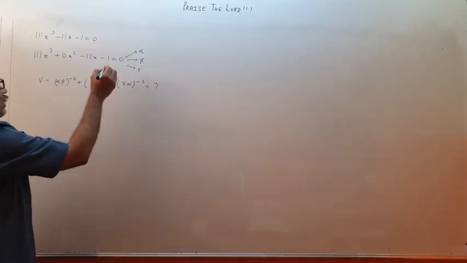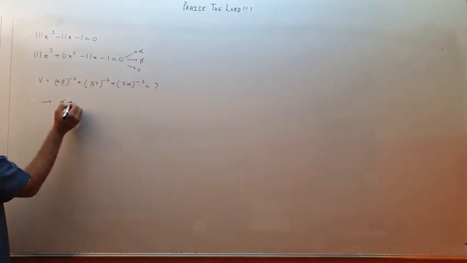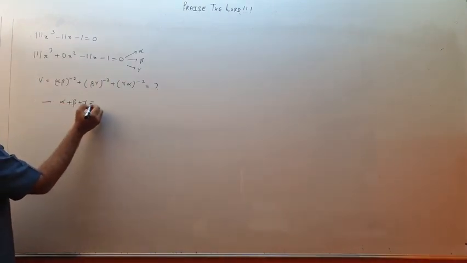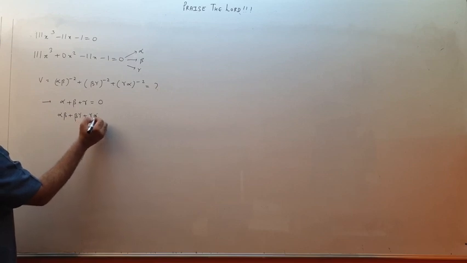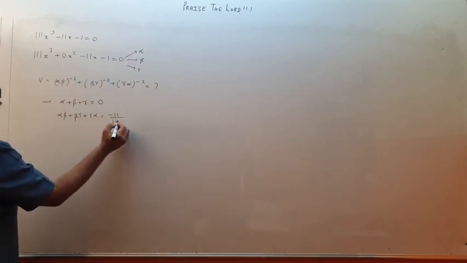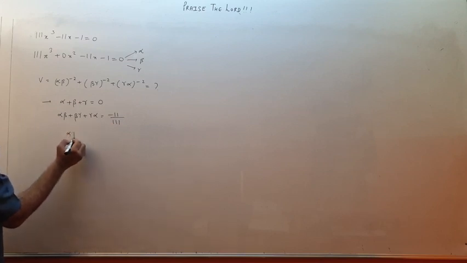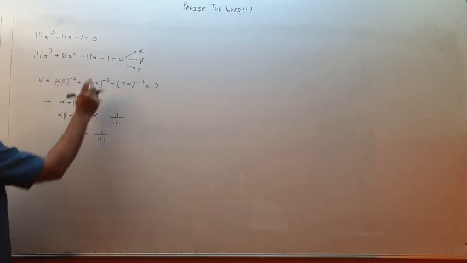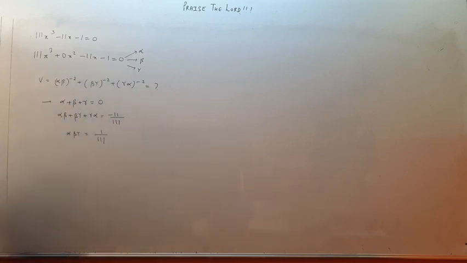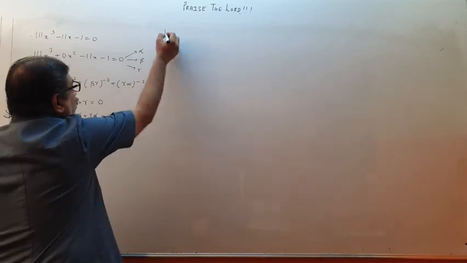So very quickly, first we write down alpha plus beta plus gamma. That will be 0. Alpha beta plus beta gamma plus gamma alpha. That will be minus 11 upon 11. And alpha beta gamma. This will be 1 upon 11. Minus d upon a. Like this we get.